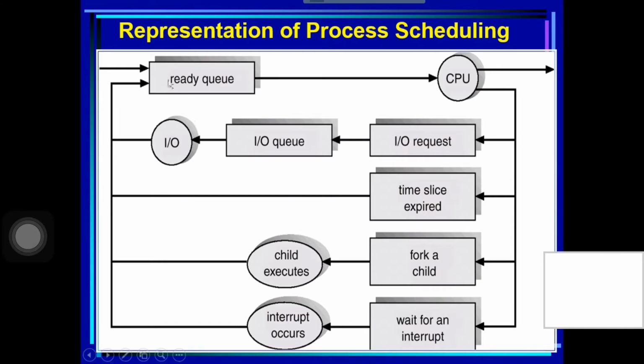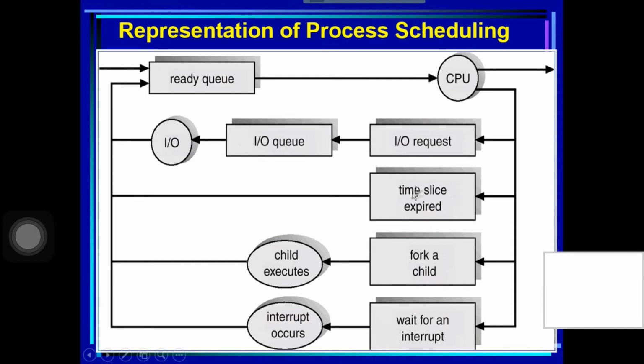A new process is initially put in the ready queue. It waits there until it is scheduled for execution. That means we say it is dispatched the CPU by the scheduler. Once the process is allocated to the CPU and is executing, one of several events could occur. The first, the process could issue an I/O request and then be placed in an I/O queue, such as the example I just gave you, waiting for a disk operation. Okay, so put into the I/O queue.